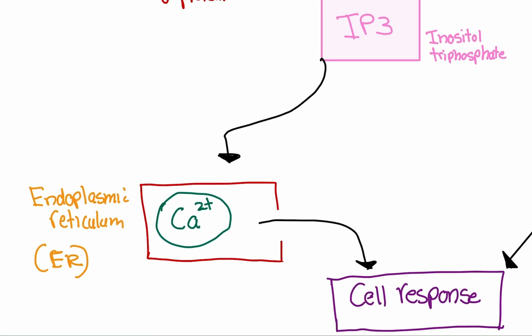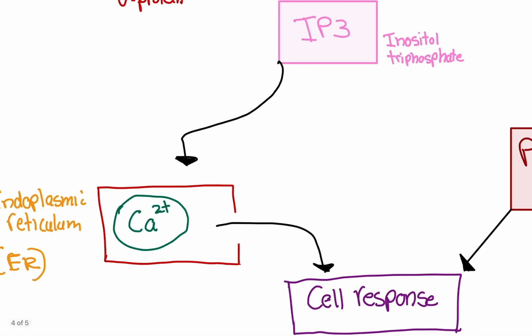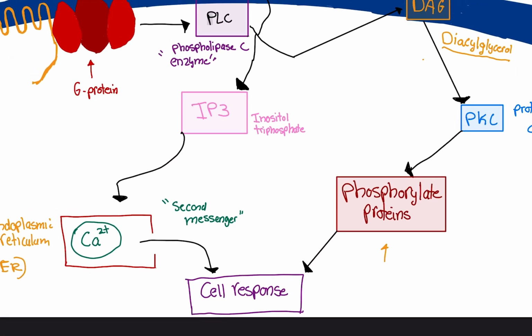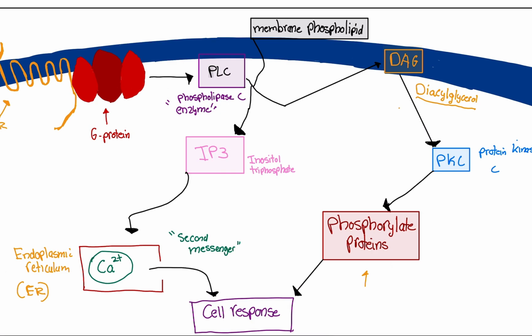Okay, so what IP3 is going to do is go over to the ER, and it's going to cause calcium to be released from the ER. And this is going to cause a cell response. So calcium is also known, and this is very, very important, as a second messenger. The reason it's called a second messenger is that we have this entire pathway that does so many things, but calcium is further below and still causes a cell response.